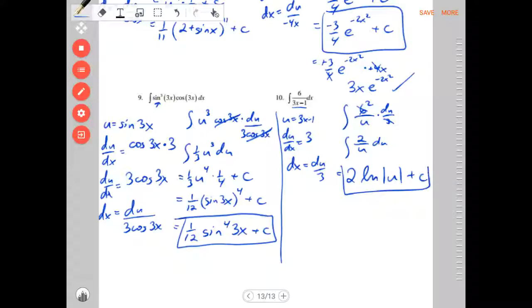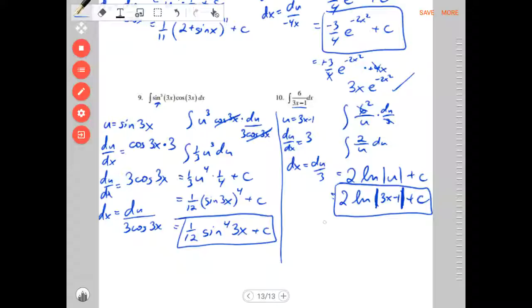That's it. Now, we can check our work, though. The derivative of ln u is just 1. Ooh, that's not it. That's very funny. Because, of course, we have to put the u function back in. So 2 ln 3x minus 1. Now, technically, that's absolute valued plus c. There, now we're done.